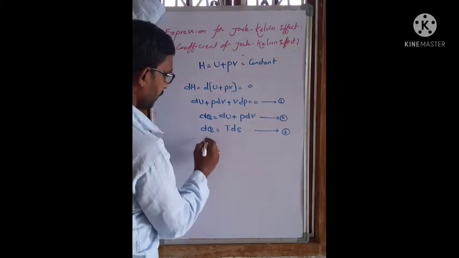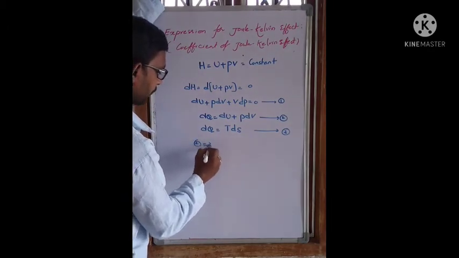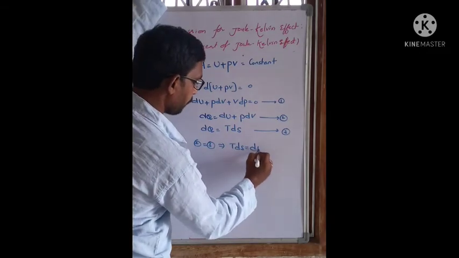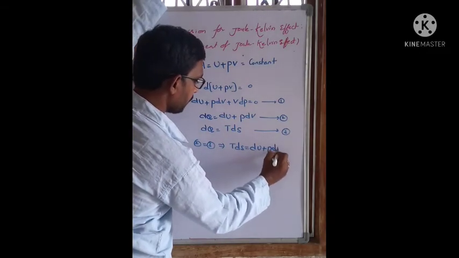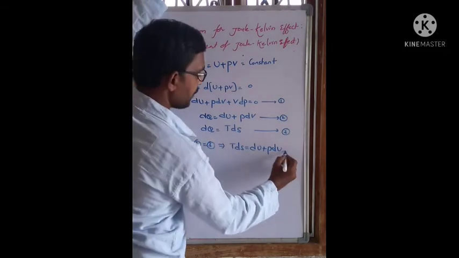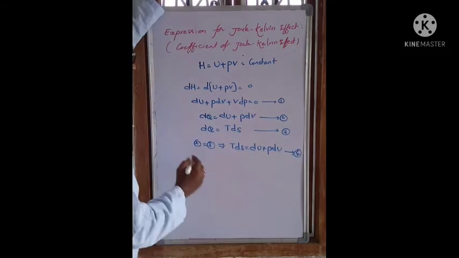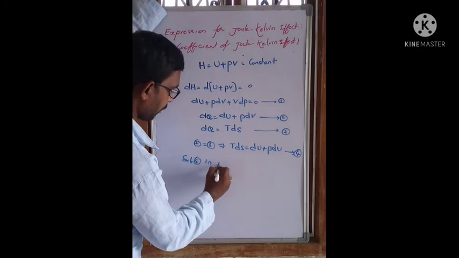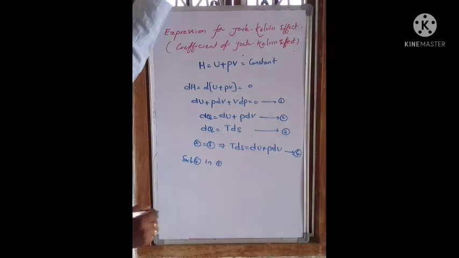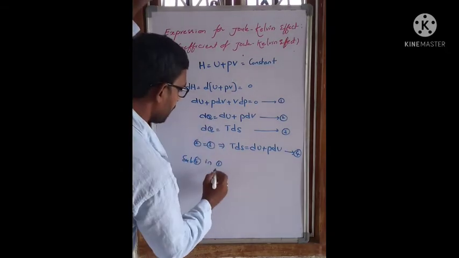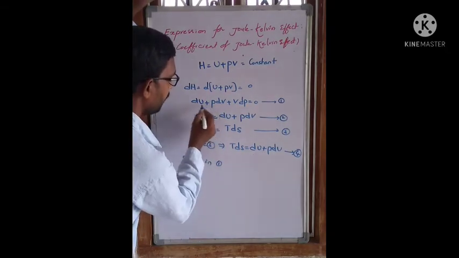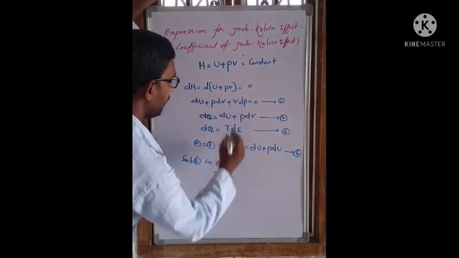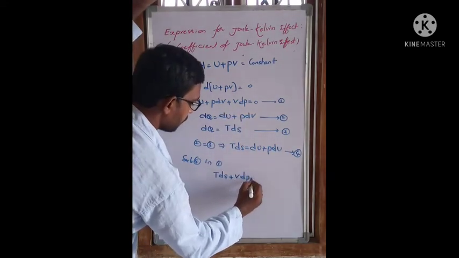Let us equate 2 and 3. Then we get TdS equal to dU plus PdV. Assume this is equation number 4. Substitute 4 in 1. If you substitute TdS for dU plus PdV, then finally we get TdS plus VdP equal to 0.